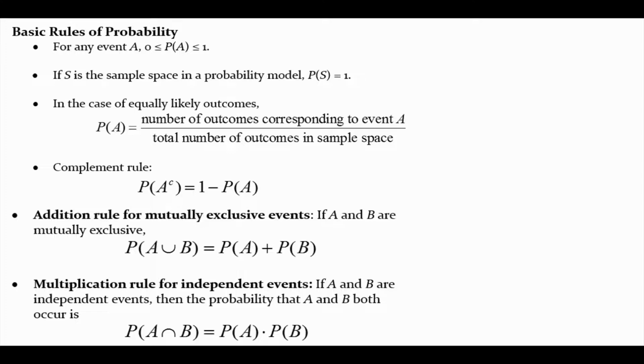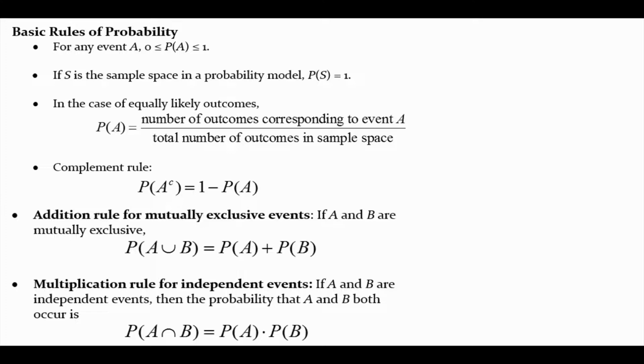Like the first one, for any event, the probability is going to be between 0 and 1. You can't have over 100% chance that something's going to happen. There can't be a 105% chance that it's going to rain today. There can't be a negative 15% chance that it's going to rain today. Just can't happen, right? You guys already know that. That's common sense, right? That's what the first dot says.